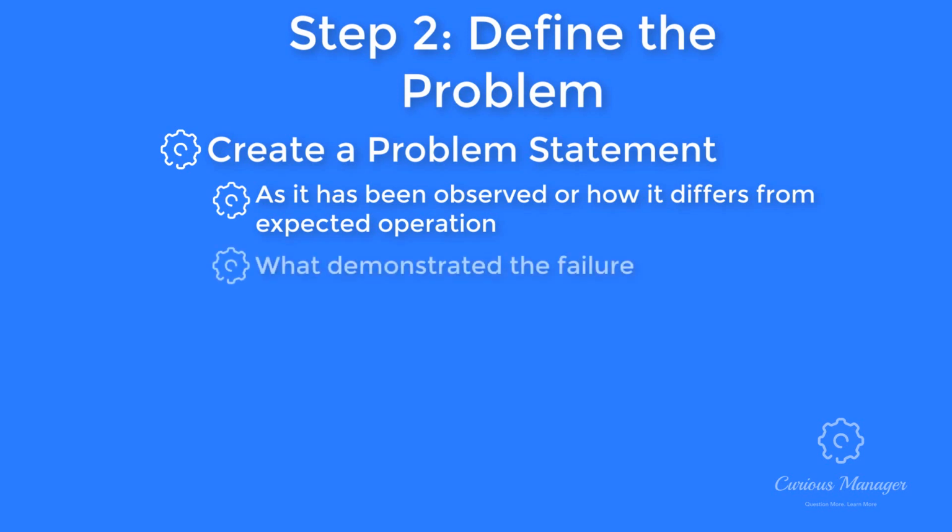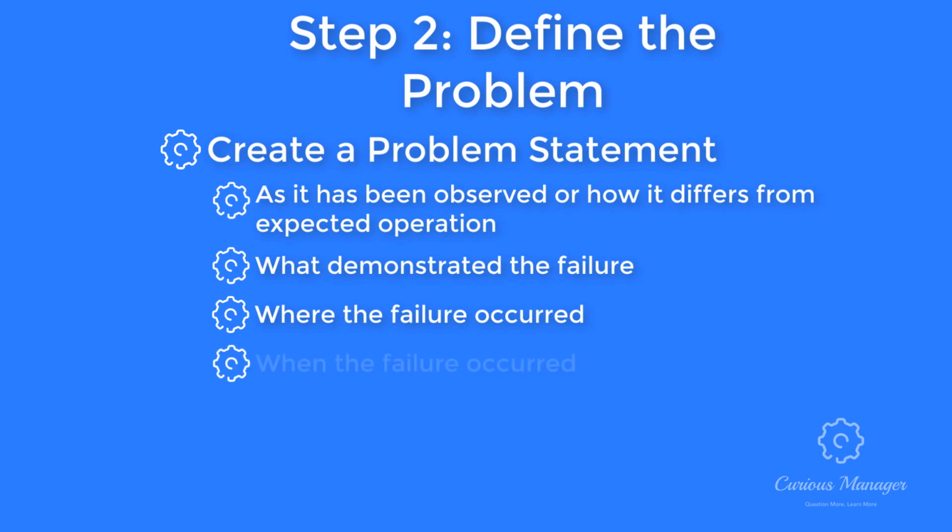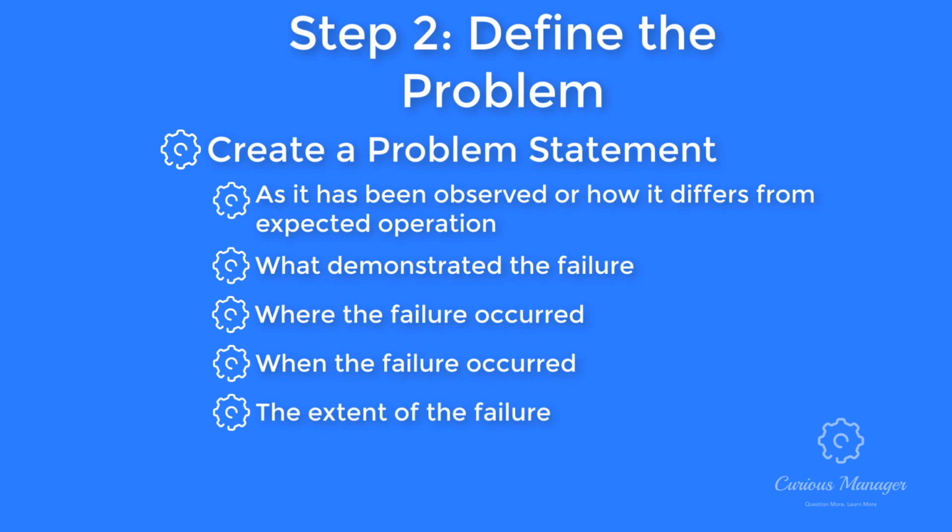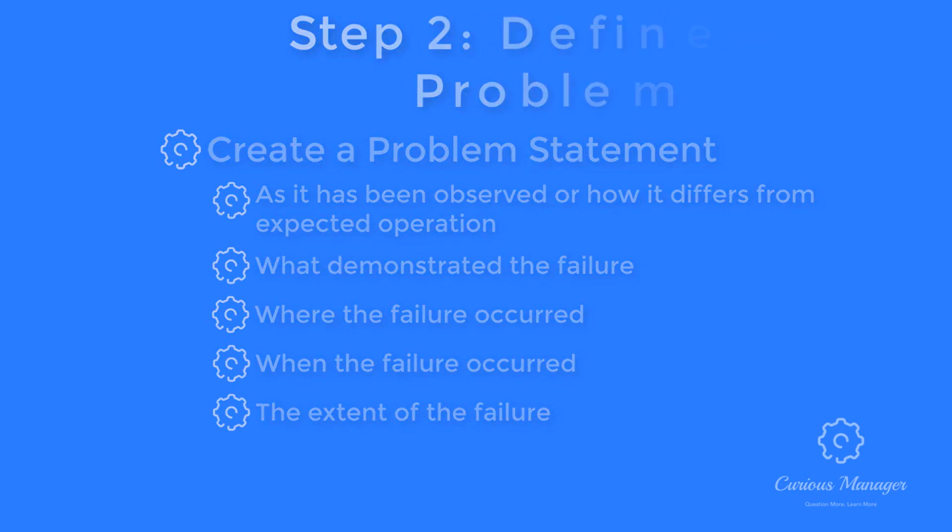What components or items demonstrated the failure, where the failure occurred, in essence the specific area or environment that the failure occurred in, when the failure occurred, such as unique timing related to the failure and the date and time the failure occurred, and the extent of the failure, basically how many times, the frequency, and intermittency. Basically, is it random, consistent, or related to a specific element specified earlier.